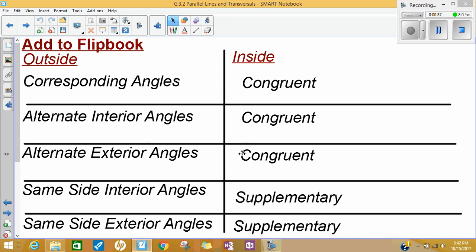So 3 types of them are congruent, meaning they have the same measure, and 2 types are supplementary, meaning they add to 180 degrees. One way to remember the difference is that the angle pairs that are on the same side of the transversal are going to be supplementary. Angle pairs that are alternate are congruent. And then, of course, the corresponding angles, the ones that are in the same place in the different banks of 4 angles, are going to be congruent as well. They're going to be the same because they're in the same location. So go ahead and add these to your flip book.